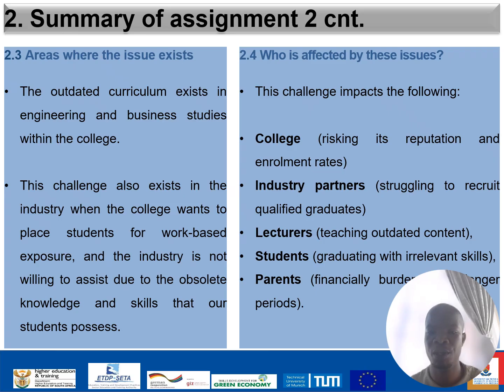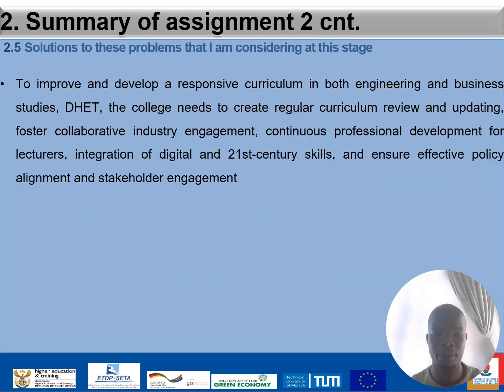Students themselves are graduating with irrelevant skills and knowledge, and parents often face the issue of financial burden, because now they are students, they graduate. However, when they graduate, they cannot use the skills that they have.